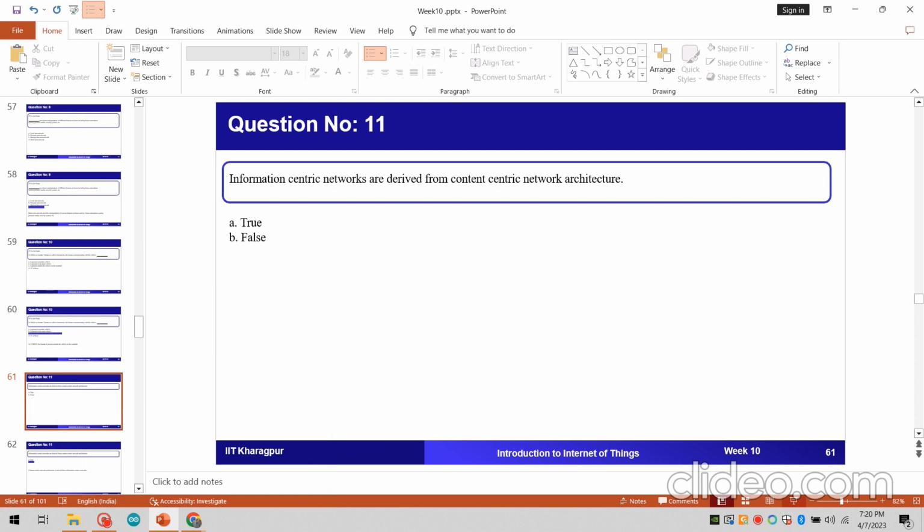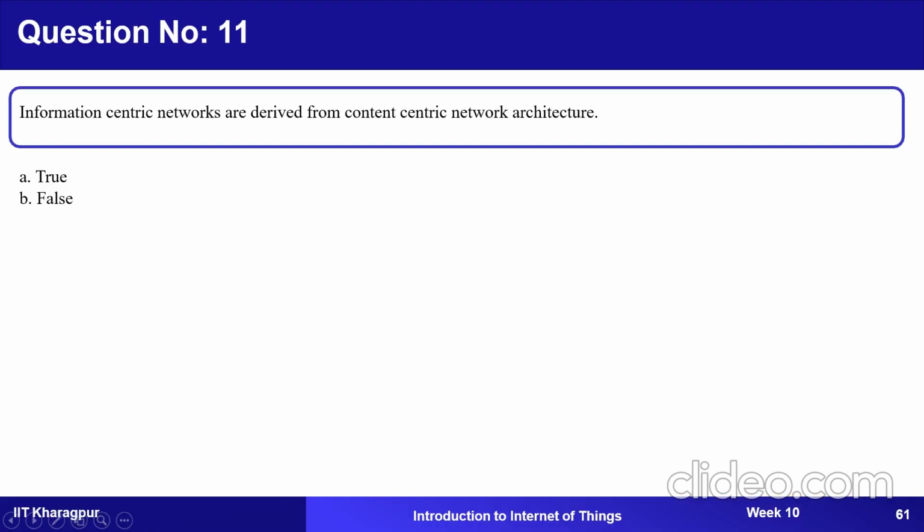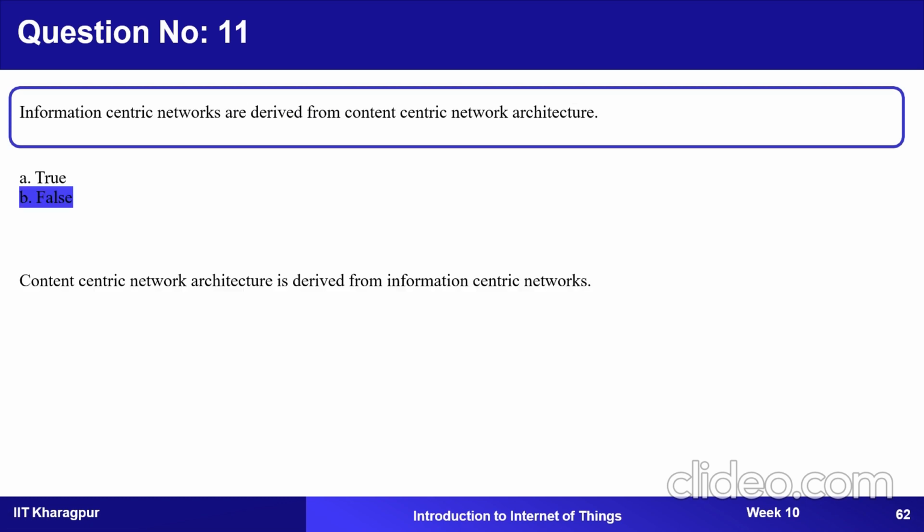This statement is false, because your content centric network architecture is derived from your information centric. Right, your information centric networks are not derived from your content centric network architecture. So basically this statement is false.